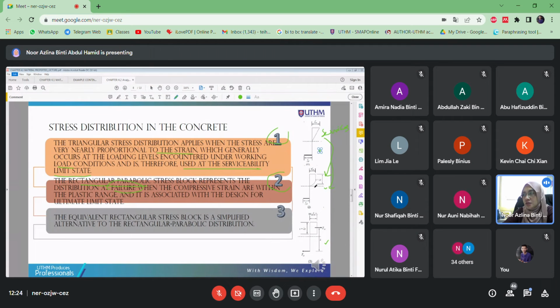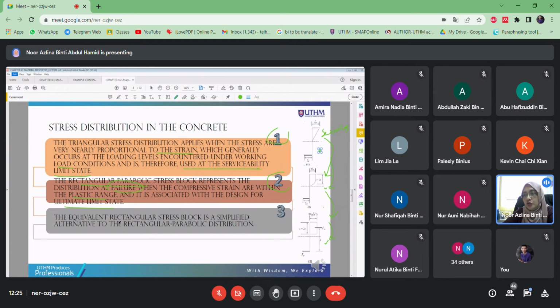Okay, once the structure is at failure, when the compressive strain is within the plastic range, it is associated with the design of the ultimate limit state. Ni dah di sini adalah serviceability limit state. This becomes the ultimate limit state. It is almost at failure.